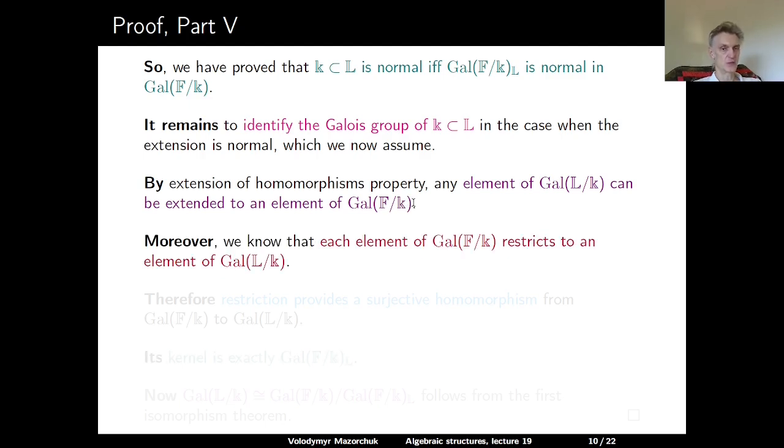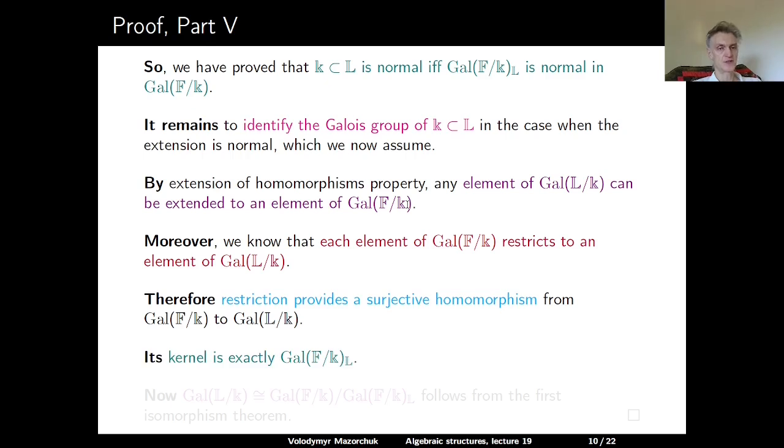Moreover, since the extension is normal, we know that any element of the bigger Galois group restricts to an element of a smaller Galois group. Therefore, restriction provides a surjective homomorphism from the bigger Galois group to the smaller Galois group. By definition, the kernel of this homomorphism is exactly the stabilizer subgroup, and so we get from the first isomorphism theorem that the smaller Galois group is isomorphic to the bigger Galois group modulo the stabilizer subgroup. And this completes the proof of the fundamental theorem of Galois theory.